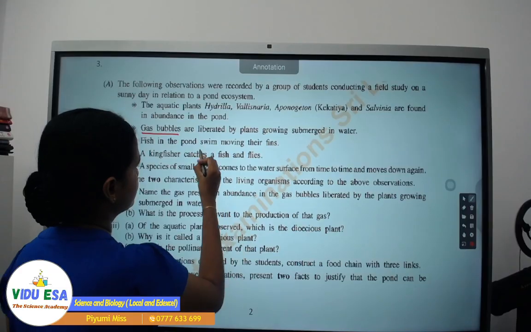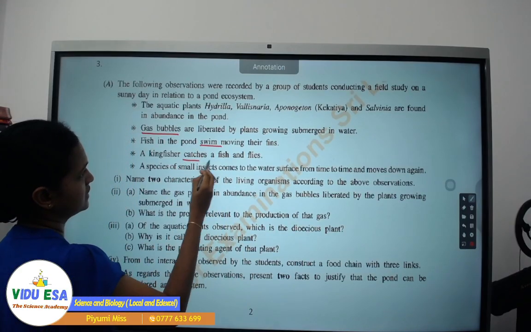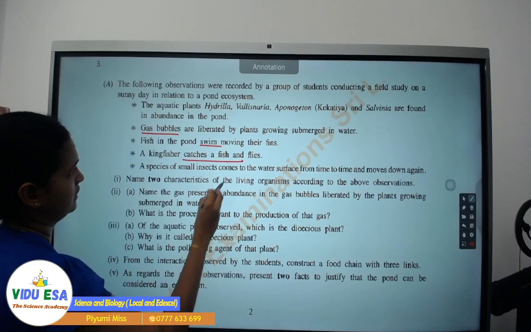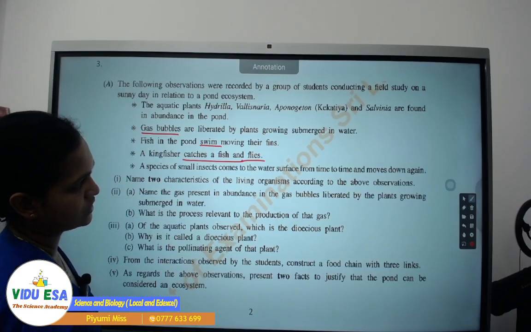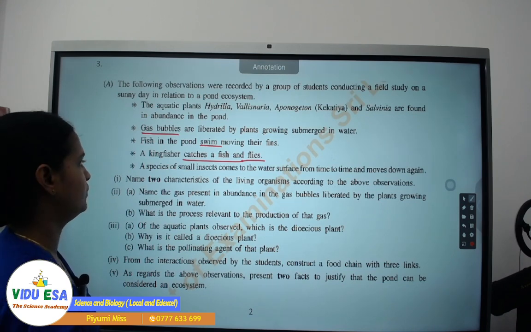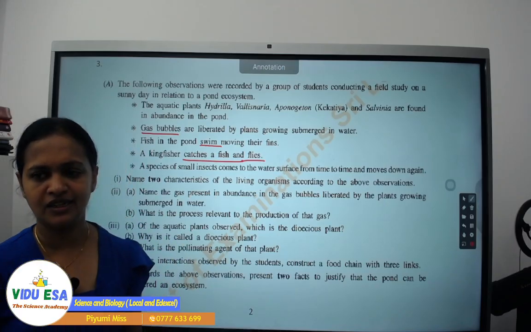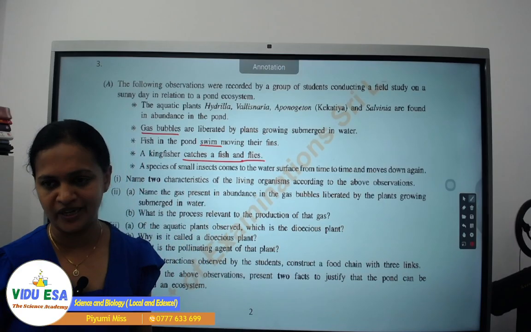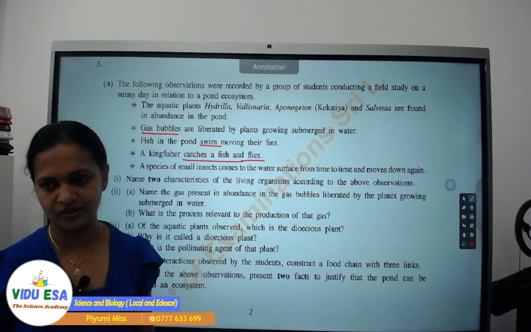Fish in the pond swim, moving their fins. A kingfisher catches a fish and flies. A species of small insects come to the water surface from time to time and moves down again. That may be indicating respiration, right? Because they come onto the surface in order to get oxygen.